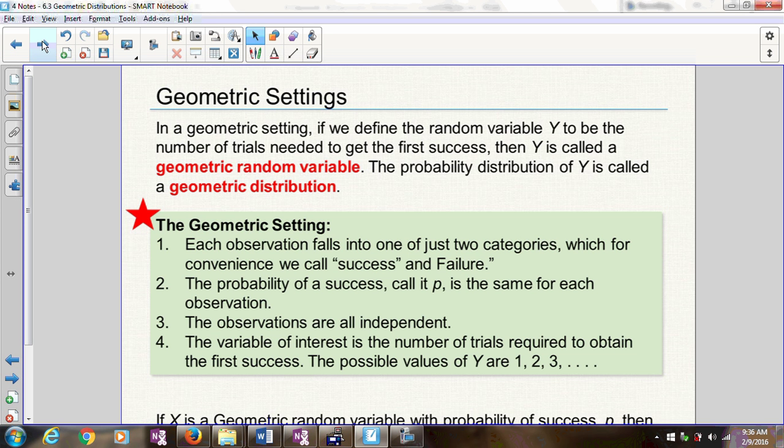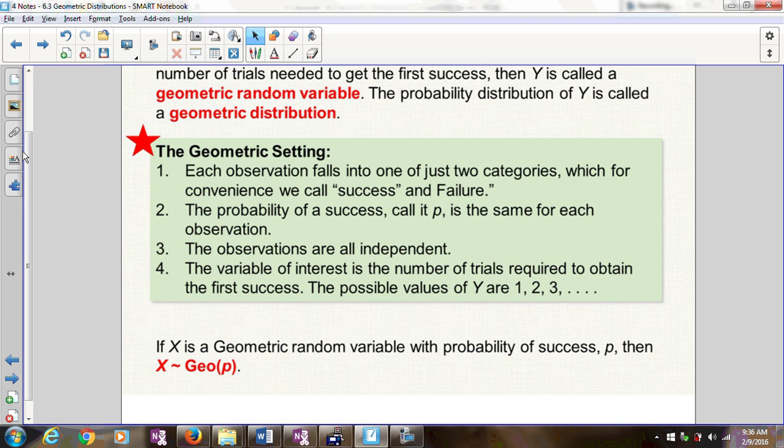So unlike the binomial distribution where we could have 0 successes, in the geometric setting, the lowest value our random variable can take on is 1. But it's also infinite because it can keep going. I can look to see the probability of getting my first success on the 10th trial, on the 100th trial, on the 1000th trial. So there is no end to the values that it can take.